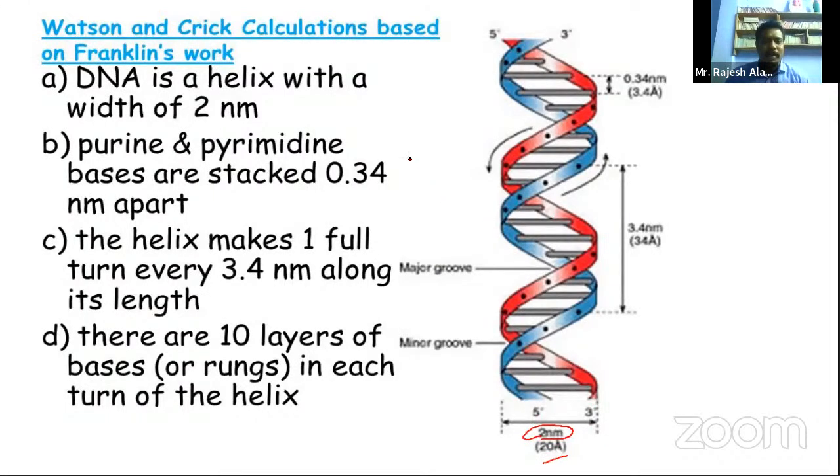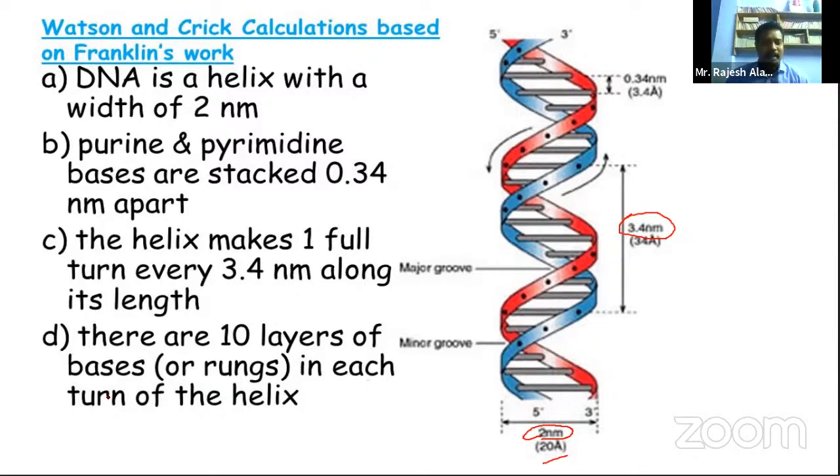It will take a major turn and a minor turn. It is a coiled structure. Since it is coiled, the coiling will be taking place in a major turn or in a minor turn. The major turn has 10 segments. So obviously the length of this major turn is 3.4 nanometer. So I told you there will be 10 strands in this major twist.